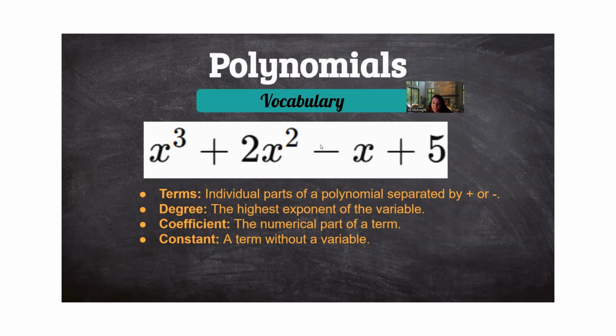The coefficient is the number in front of a variable. So 2 is a coefficient. This one does not have a coefficient. This one does not have a coefficient. There's nothing in front of it. So 5 is also not a coefficient, but 5 is a constant because a constant is a term without a variable. So 5 is a constant and 2 is a coefficient.